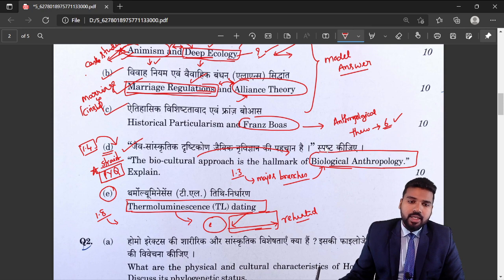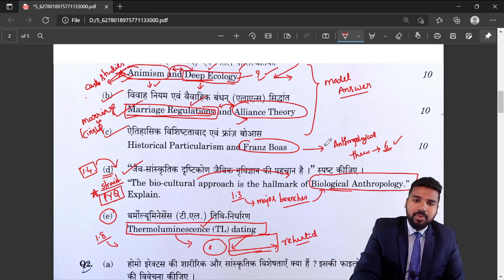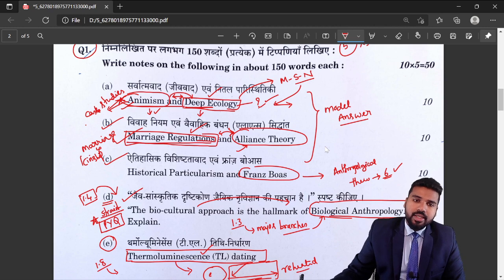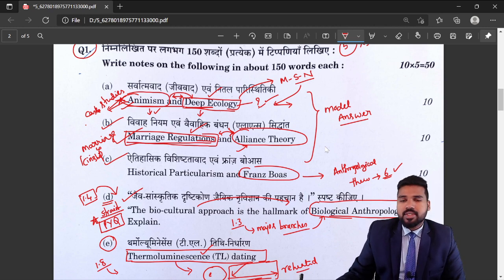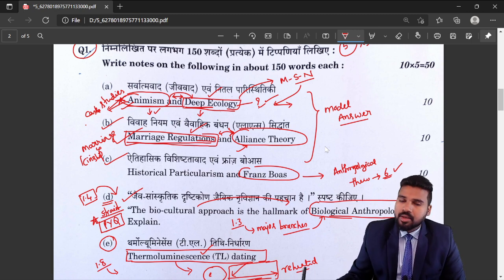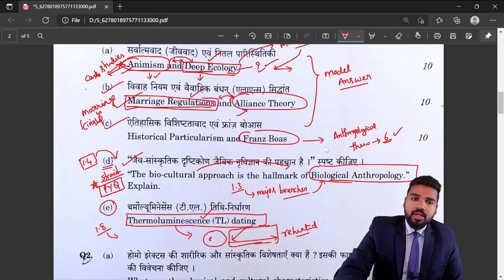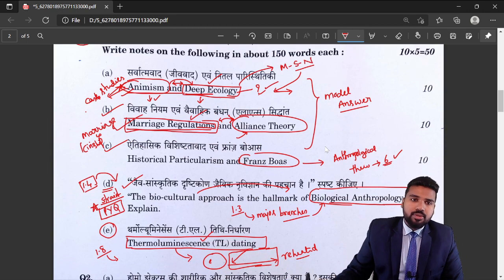So that is the technique of thermoluminescence. Okay, so on the basis of it, the short note has to be written. So look at it, all these questions except one question, that is like deep ecology, which seems new at first instance, but rest of all the questions are very much straightforward, so there is no problem in attempting them.